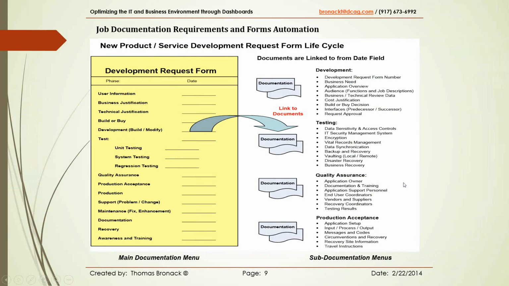When you're going through this process, from development through testing, quality assurance, and production acceptance, you have a number of forms that are created. In a development area, you have development request form, the business need, the application overview, the audience, functions and job descriptions, business and technical review, cost justification, and so on. When you complete this cycle, you put a date over here.